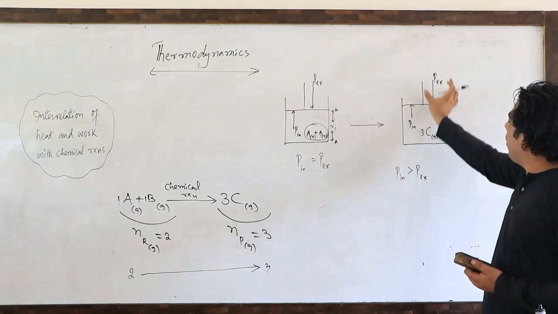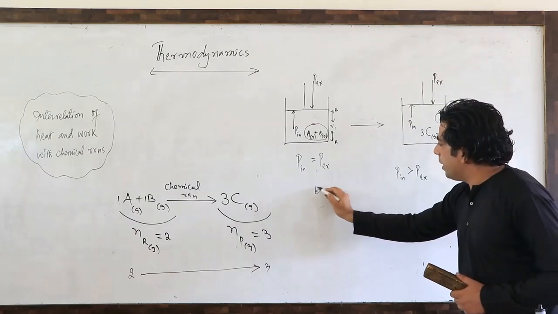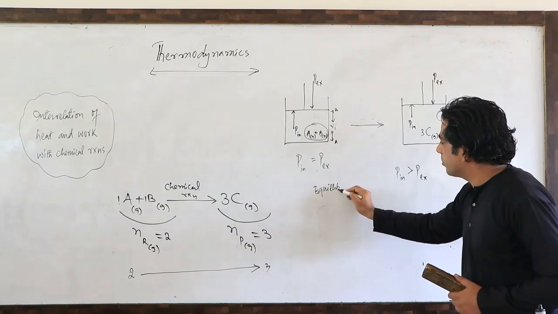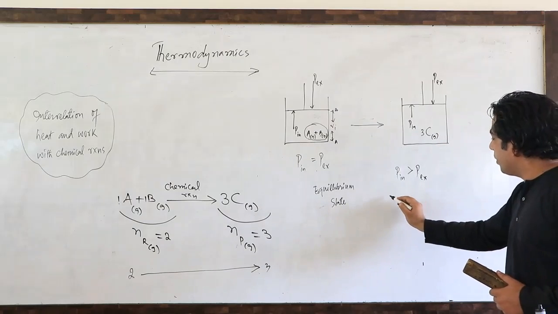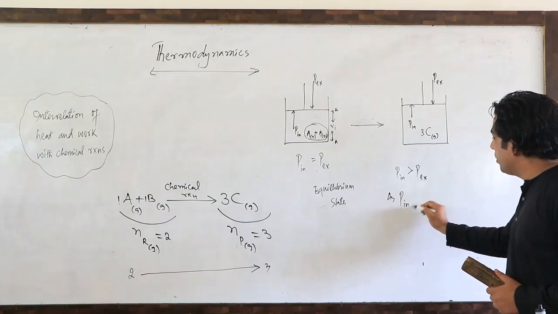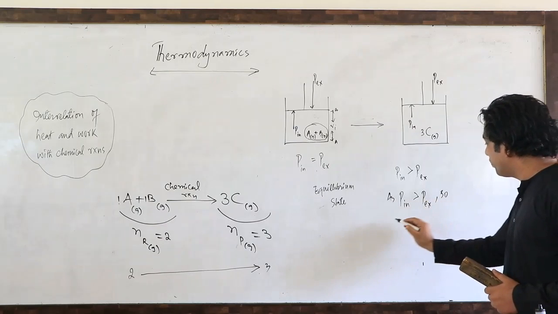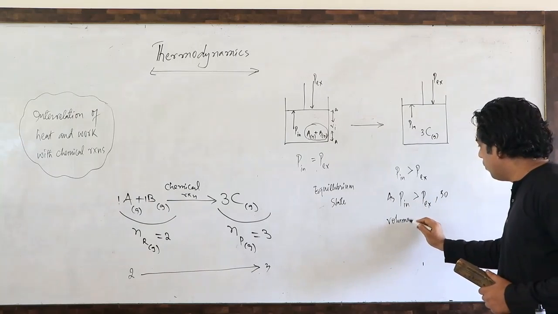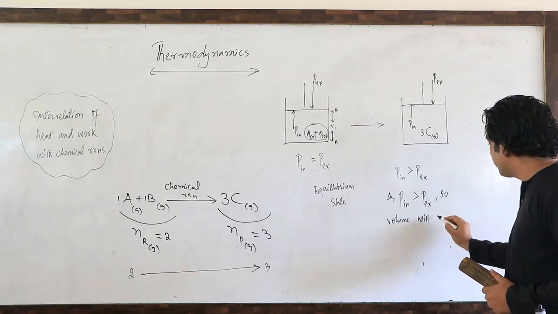When the piston moves upwards, now tell me, my dear friends. So this is the equilibrium state. Okay. Now look here. As P internal is greater than P external, the volume will increase.